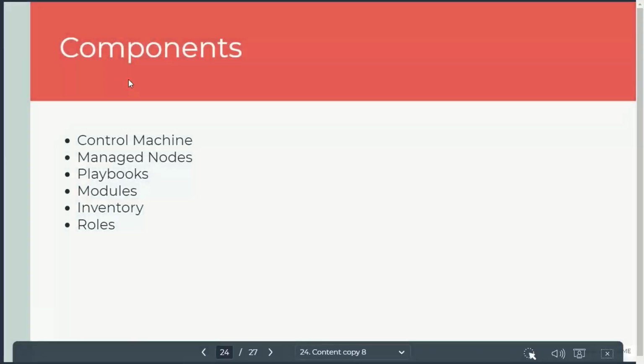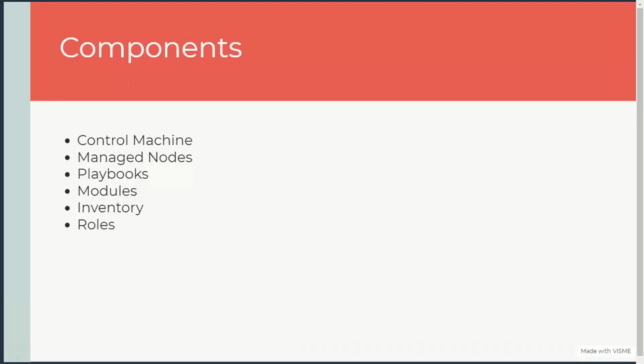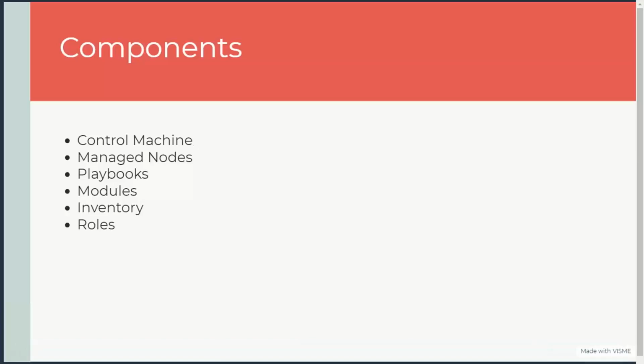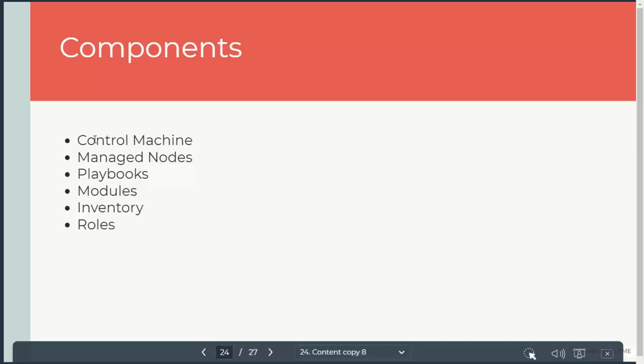the components. What are all the components here? For example, the control machine, the master machine. There we will be installing Python and Ansible. Mostly, till now, they are allowing it only from a Linux server. They are not supporting a Windows machine as the Ansible server yet.